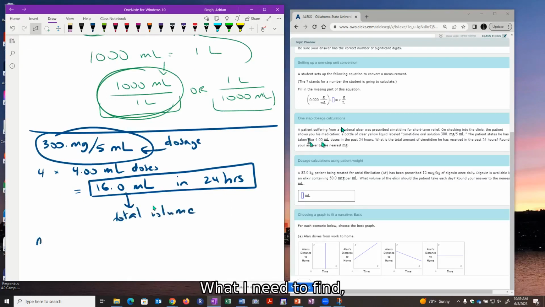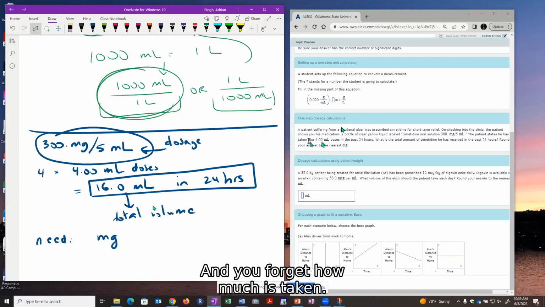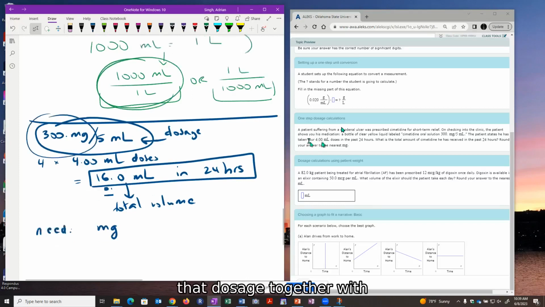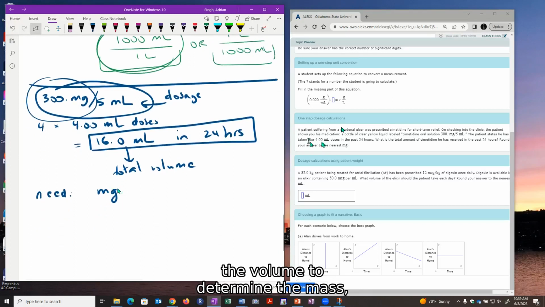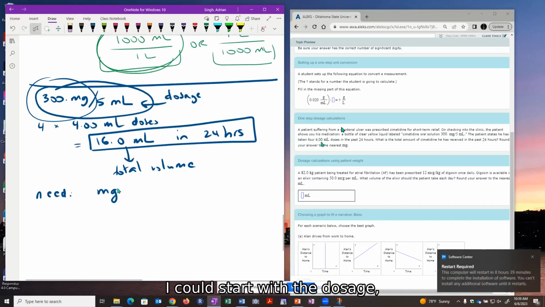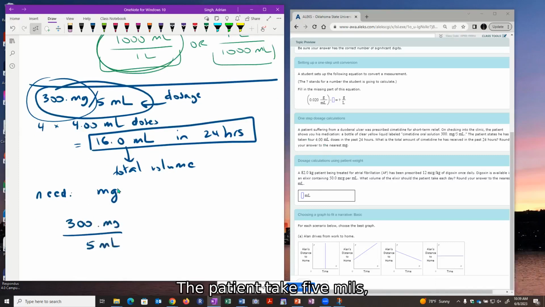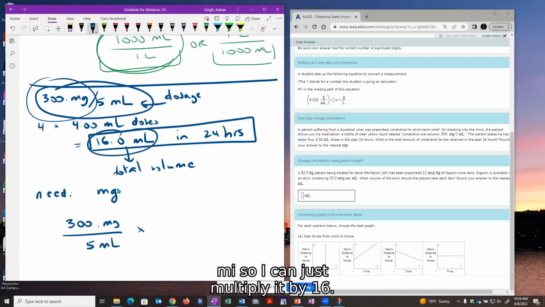And what I need to find is the total amount of milligrams, right? I need to get how much is taken. So I can use both of those things, the dosage together with the volume, to determine the mass. So I can start with the dosage, 300 milligrams per 5 mils. Did the patient take 5 mils? No, he took a total of 16 mils. So I can just multiply it by 16.